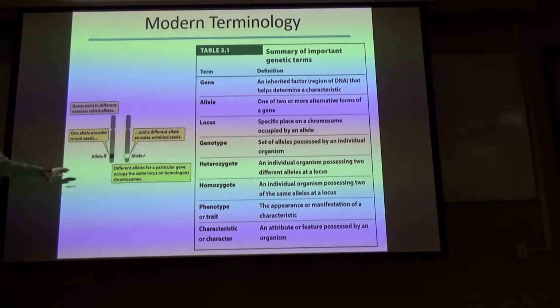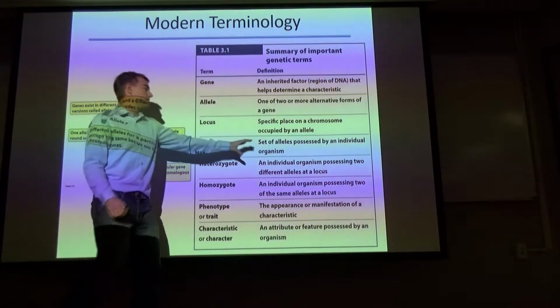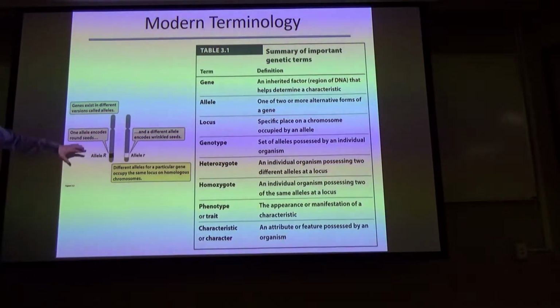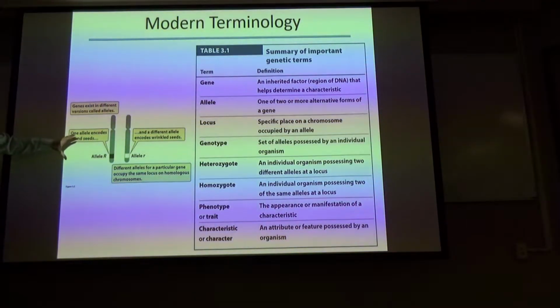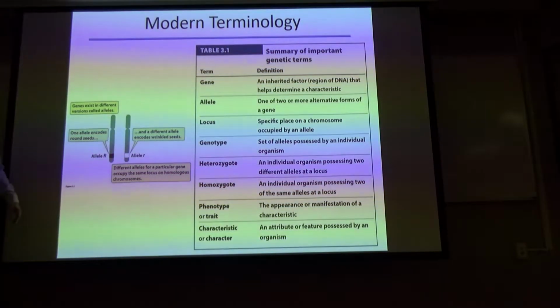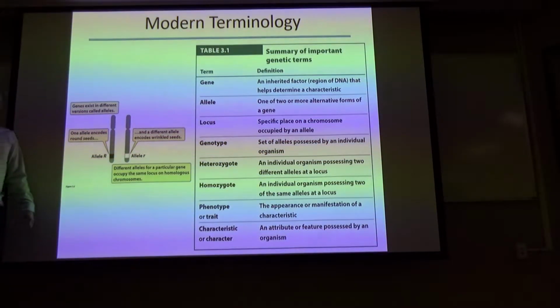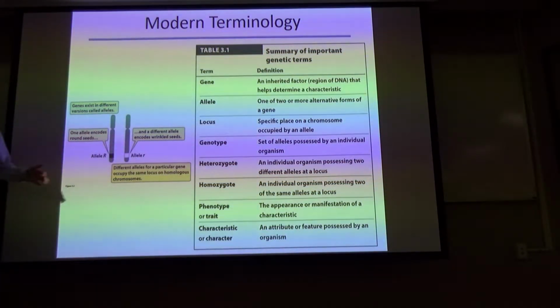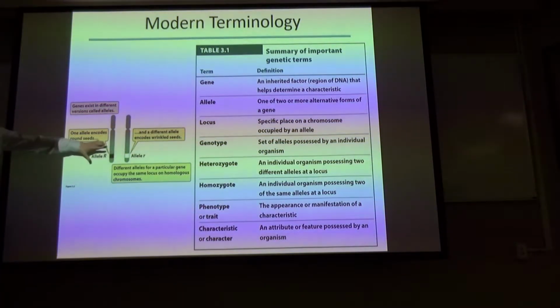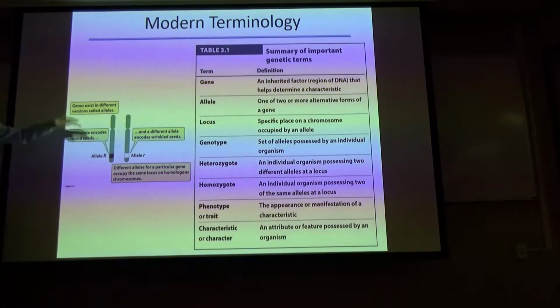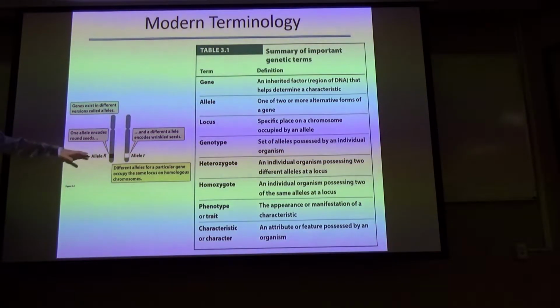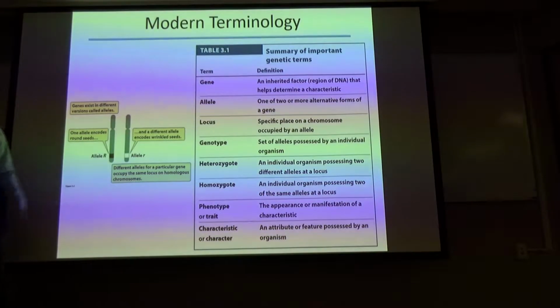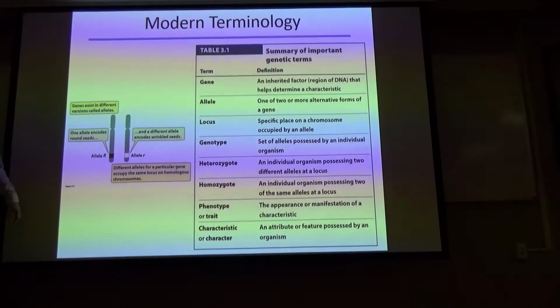Okay. Genotype is a set of alleles possessed by an individual organism. So this particular pea plant right here has a genotype of big R, little r. Heterozygote is an individual organism that possesses 2 different alleles at a single locus. Again, these 2 sister chromatids right here are heterozygote. If you had just 2 big R alleles, you would be a homozygote.